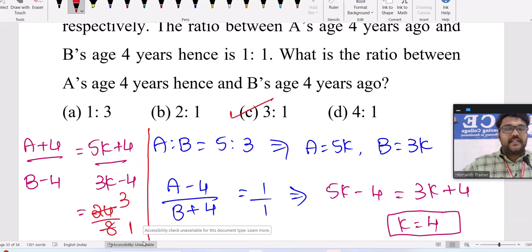In the first case, A is 4 years ago, B is 4 years hence. Now they are asking A 4 years hence, B 4 years ago. Why A minus 4, B plus 4, and now why A plus 4, B minus 4? You have to understand that properly from the question. Right, solve the next one.